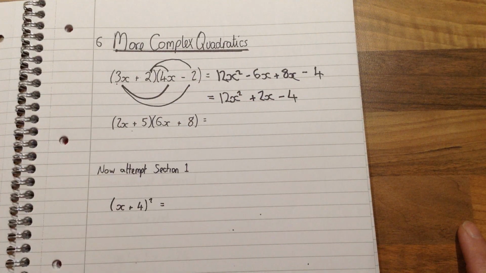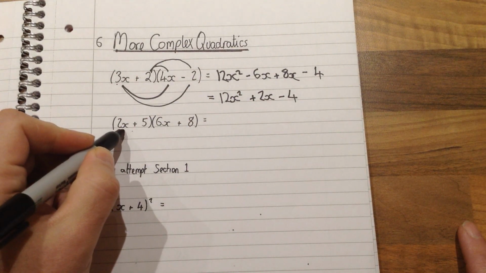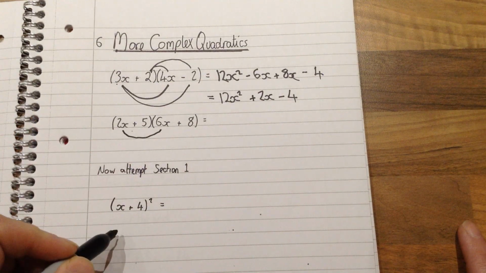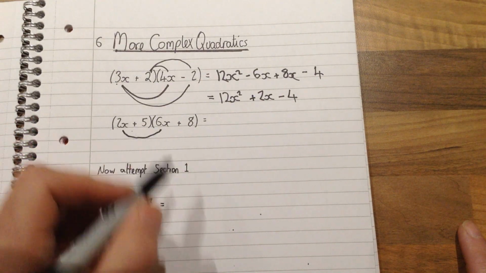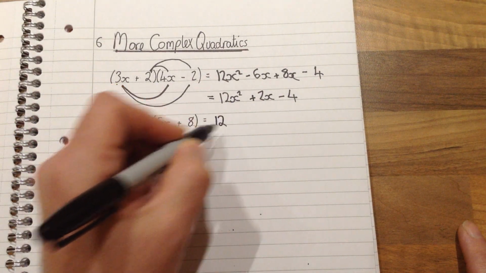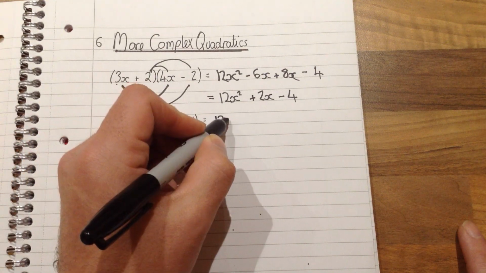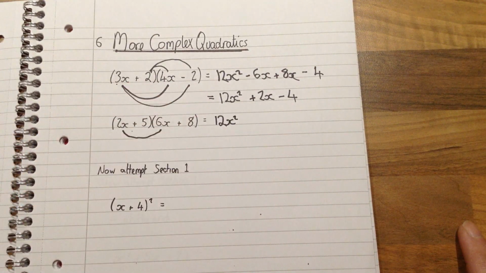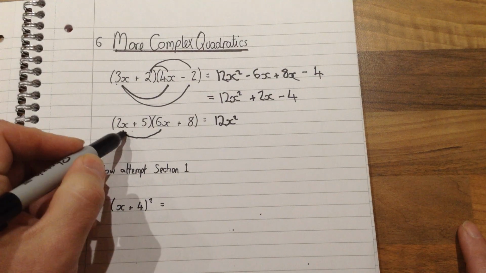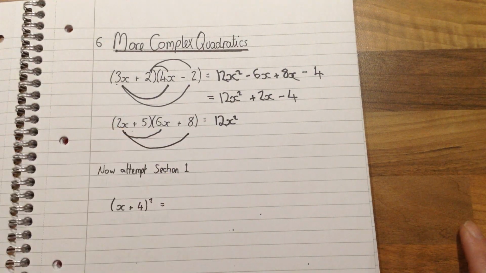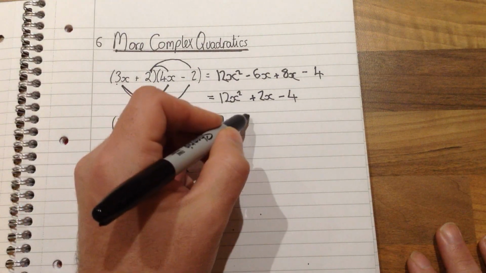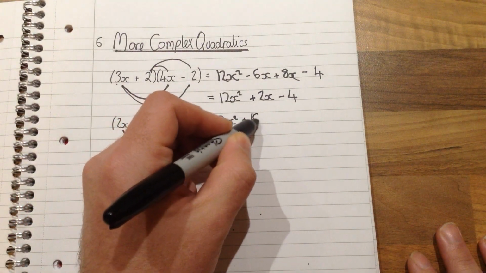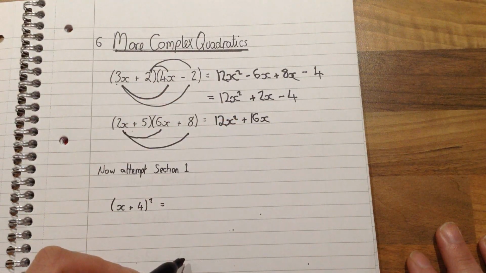For the next one, same idea. We've got 2x times 6x. Well, 2 times 6 gives us 12, and x times x, x squared. We've then got 2x multiplied by 8. Well, 2 times 8 is 16, so 2x times 8 gives us plus 16x.